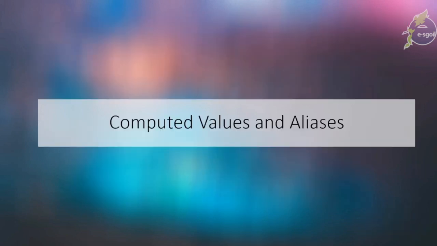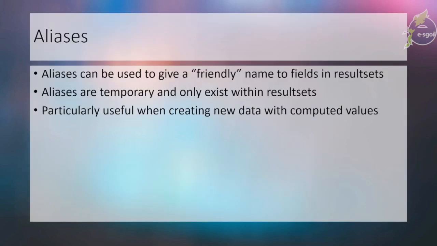We're going to move on to looking at computed values and aliases. An alias means another name that someone uses. For example, many writers and actors use aliases, like J.K. Rowling, who also writes under the alias Robert Galbraith. In databases, we use aliases to give column names and result sets different names, often to make them more readable or to indicate a purpose for them. This is useful when we are creating new data with computed values as well.